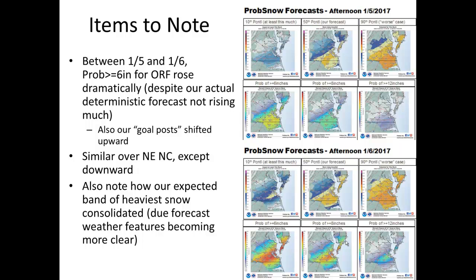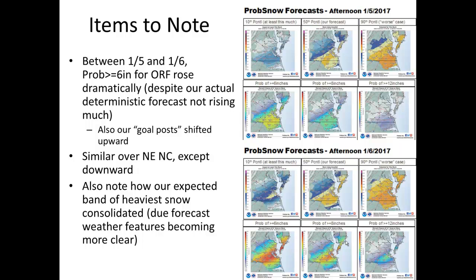We saw similar shifts over northeast North Carolina, but instead of the snowfall amounts shifting upwards, they actually shifted downwards pretty dramatically. Early on, we had probabilities of a foot of snow pretty high over northeast North Carolina. By the time we got to the afternoon before the event, the probabilities of a foot of snow over northeast North Carolina was down below 10%.